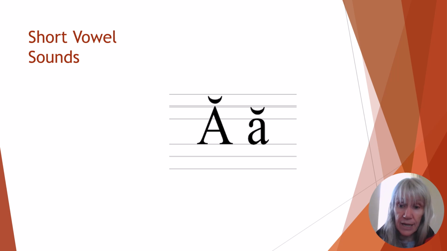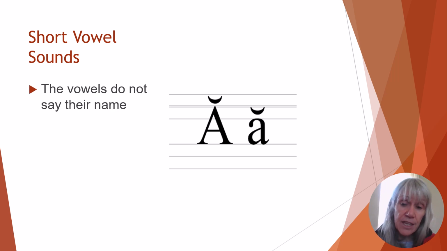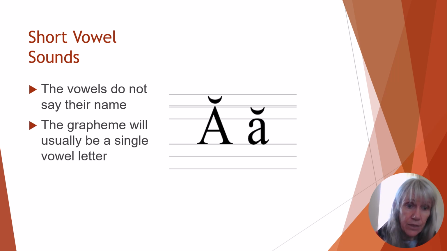We had our long, and now we have our short vowel sounds. These are vowels that do not say their own names. So they're graphemes that don't say the name of a vowel. I will not hear A, I will not hear E, I will not hear I, I will not hear O, I will not hear U, even though I may see those letters in the word. The vowel sound is short. The grapheme will usually be a single vowel letter, whereas I showed you in the long vowel sounds how we can have a combination: double E's, an E and an A, an I and an E, and displaced E's.